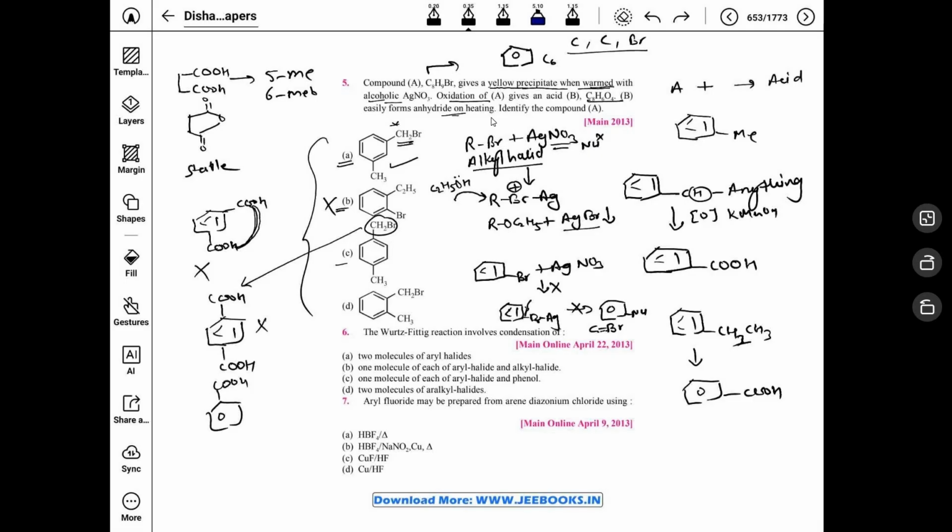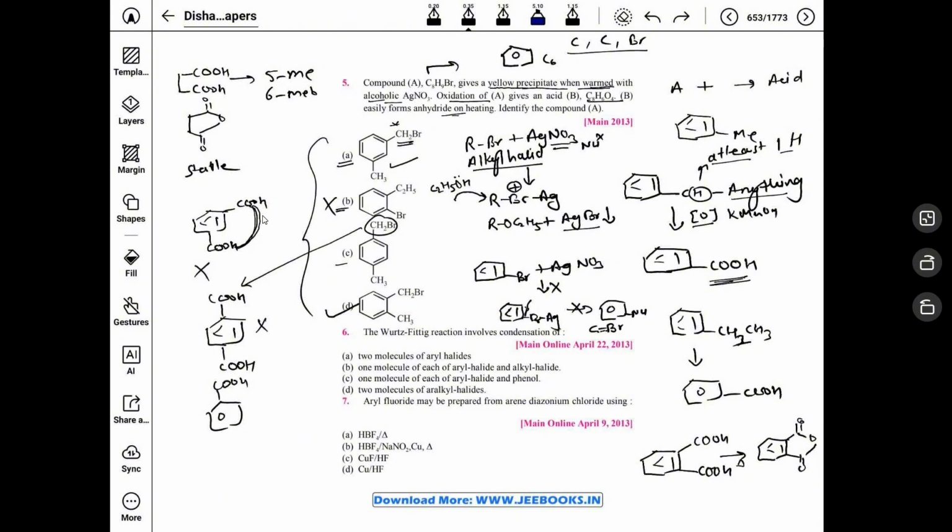So what is possible? Option D. In option D, it is possible that it forms the anhydride easily, because first you will get this kind of carboxylic acid, and then on heating you get this 5-member stable anhydride ring. Okay, one more time, I would like to tell you that anything on a benzylic carbon having at least one hydrogen can easily undergo oxidation to carboxylic acid. This is clear to us.